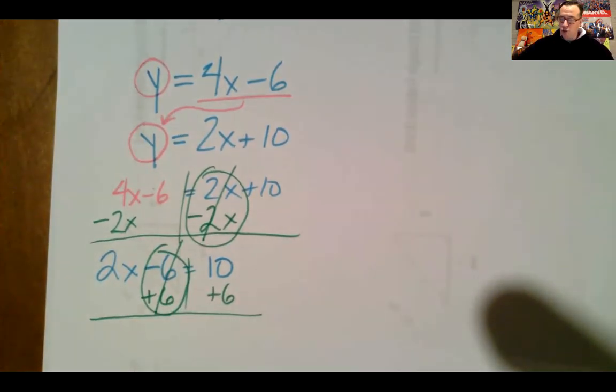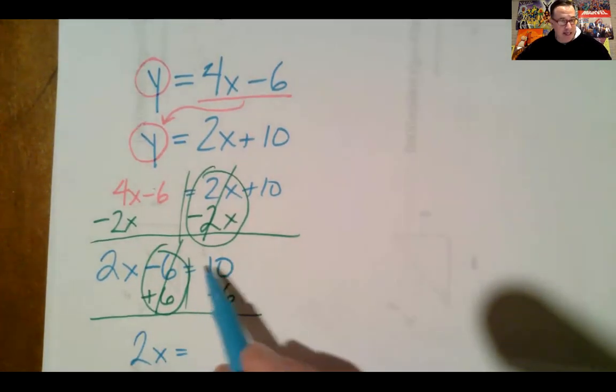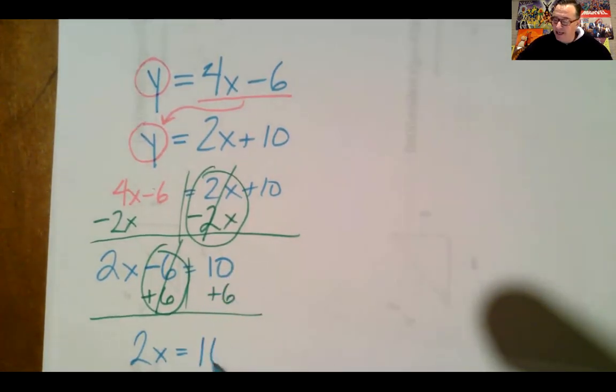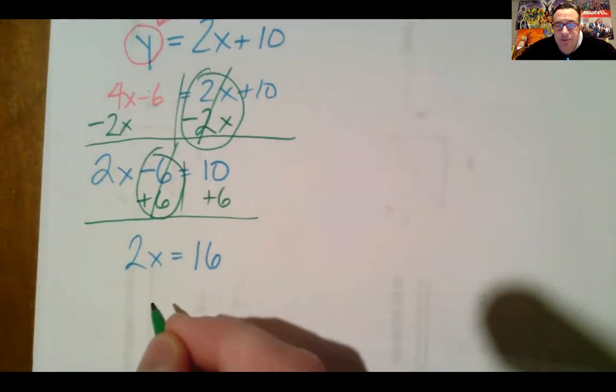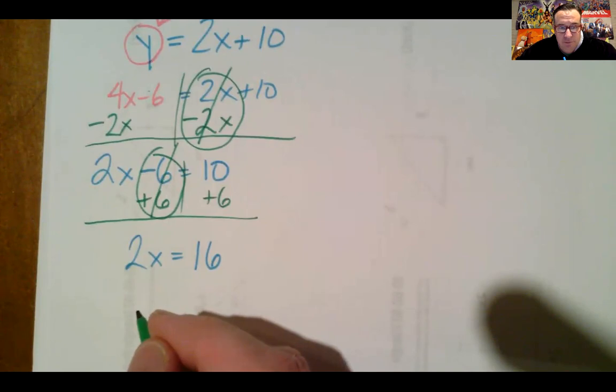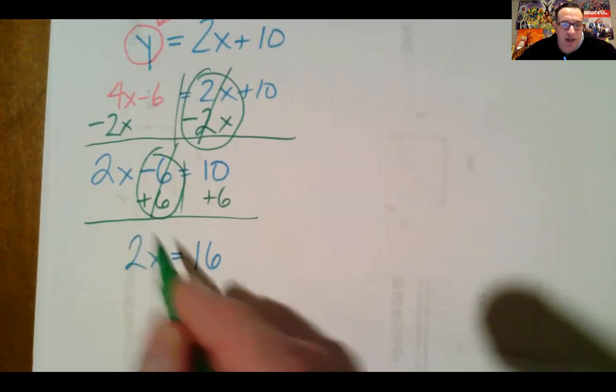I am left with a 2x. And it's going to equal, again, I'm combining the like terms here, 10 plus 6 is going to give me 16. One step away, guys. What is my last thing to do here to solve just for the x? What do I do to both sides of this equation? Oh, somebody's going to tell me. How do I get rid of that 2?